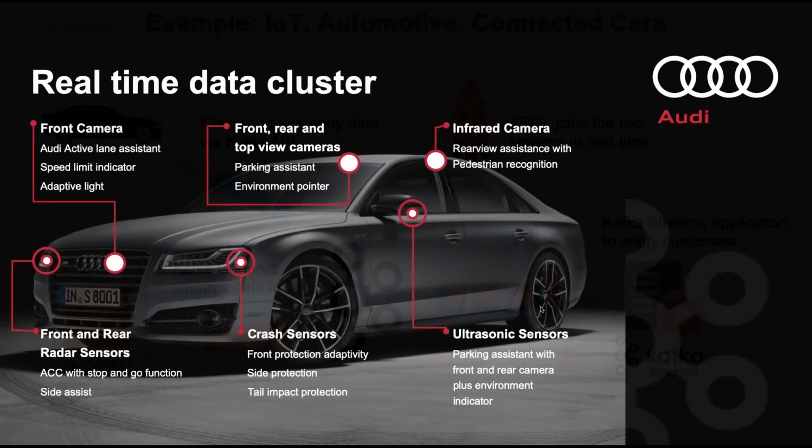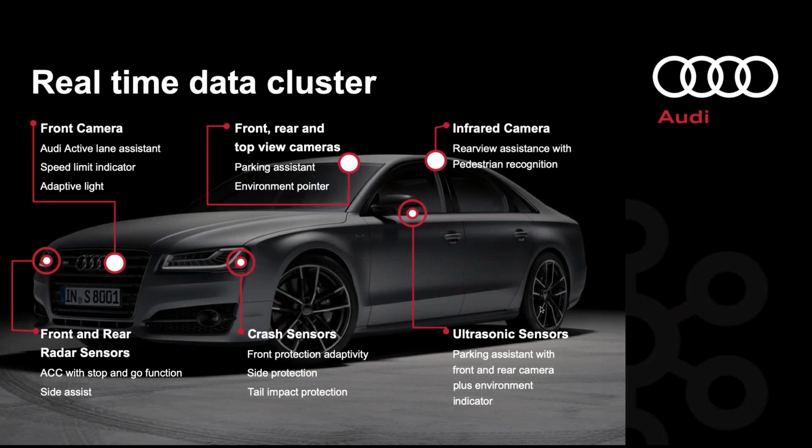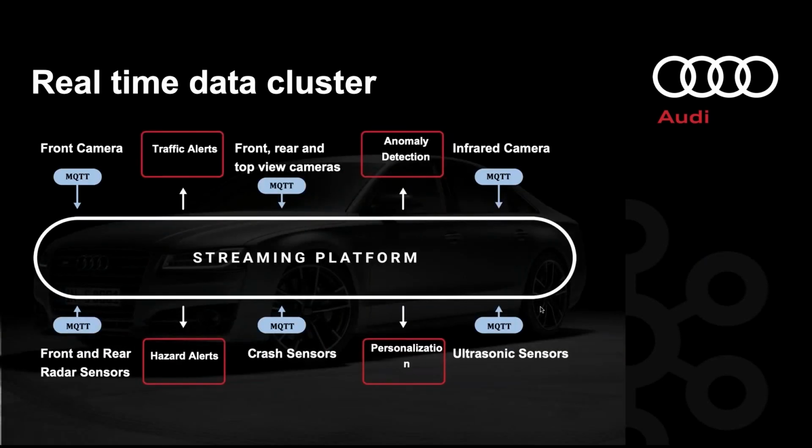For example, Audi, one of our customers, is using us to do real-time data analysis from their new cars. We've got a variety of different sensors in these cars that are able to be processed in real time over MQTT, land in the Confluent platform, and perform all kinds of analysis from traffic alerts, anomaly detection, and so on.